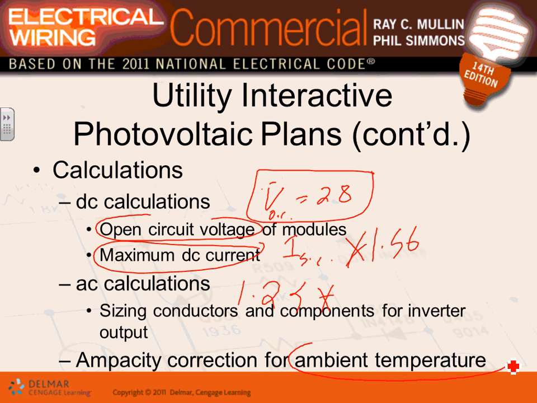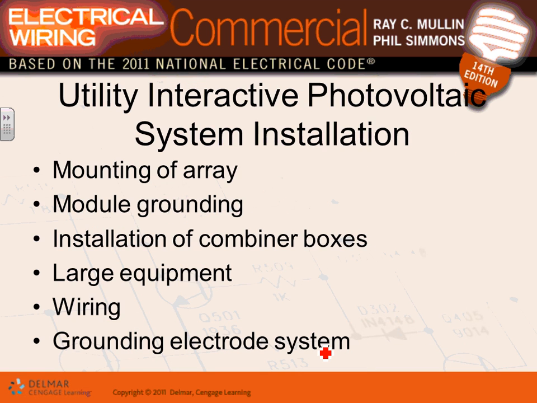Ambient temperature correction for conductors. Because these conductors typically go in the roof, you have to take into consideration ambient correction for conductors, as well as, if you put them closer to the roof, there is a derating factor table that tells you, guys, you have to derate the ampacity if you put them too close to the roof because of reflected heat from the roof.